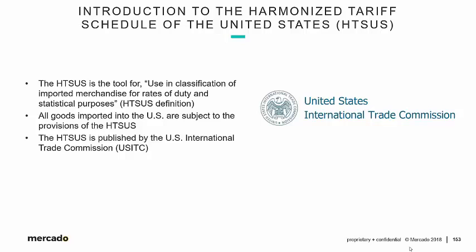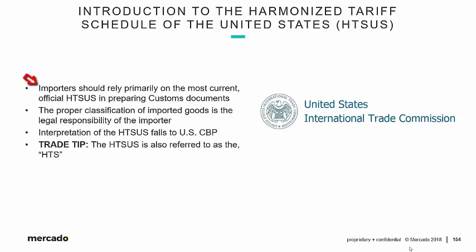Basically, we're taking a prose-based product description from an overseas vendor's commercial invoice and assigning an HTS number to it. Second bullet, all goods imported into the U.S. are subject to the provisions of the HTS US. And as an interesting governmental note, the HTS US is published by the United States International Trade Commission, the USITC, whose logo we'll be seeing on the right-hand side of this as well as upcoming slides.